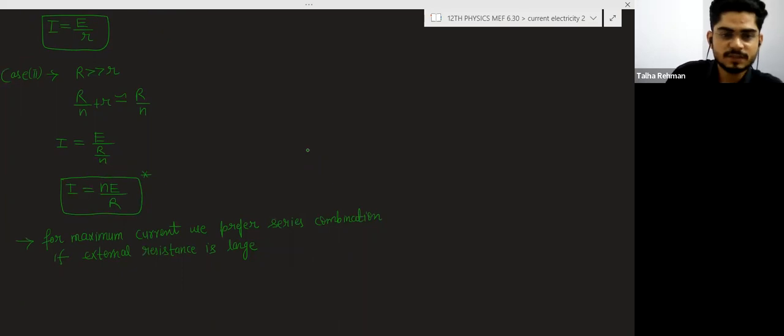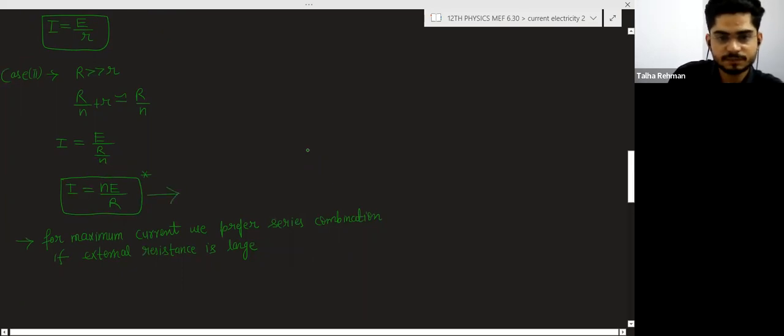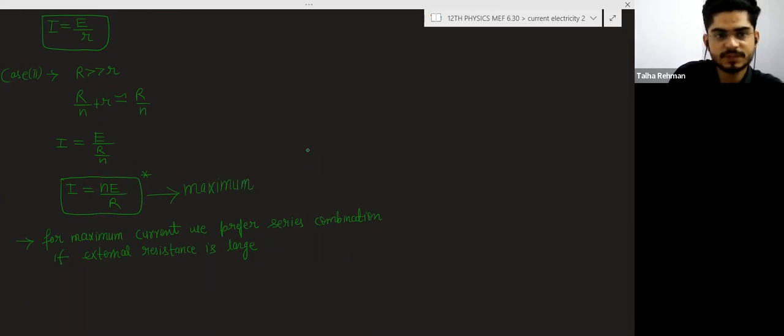So you can see this current is maximum. This current is larger than this.